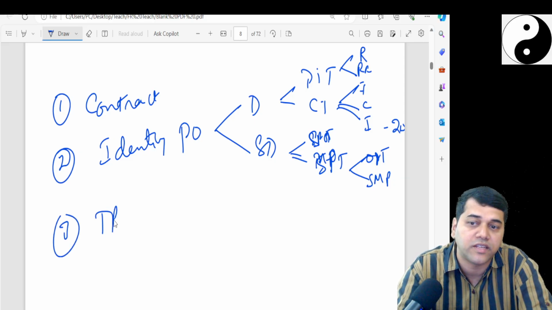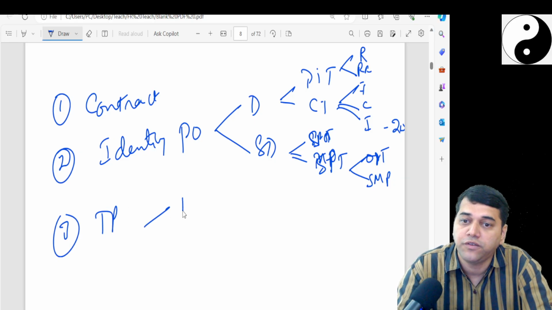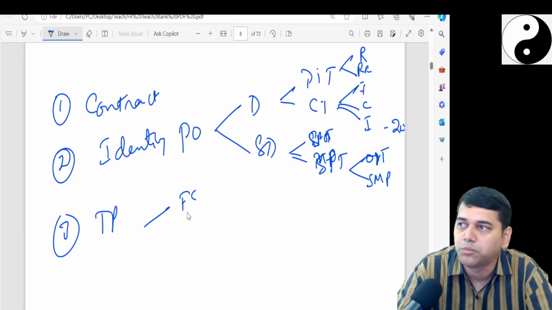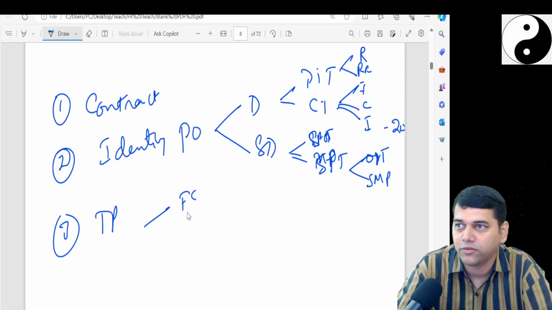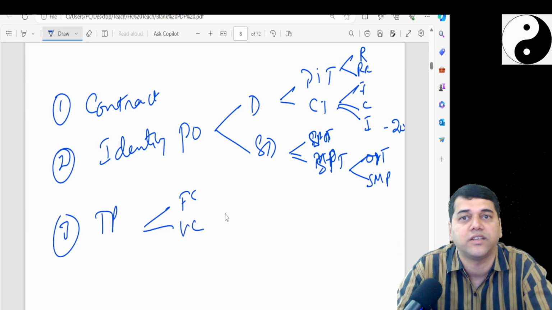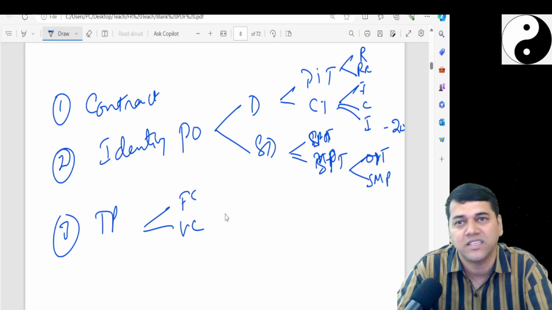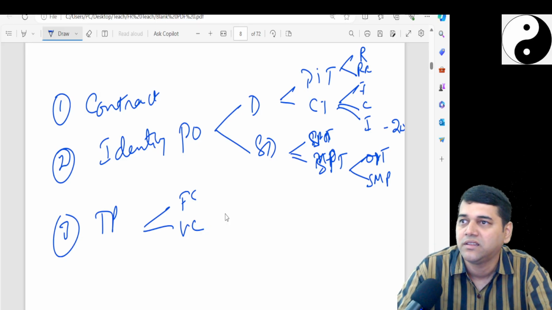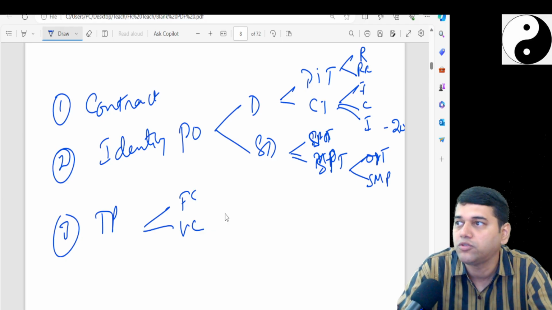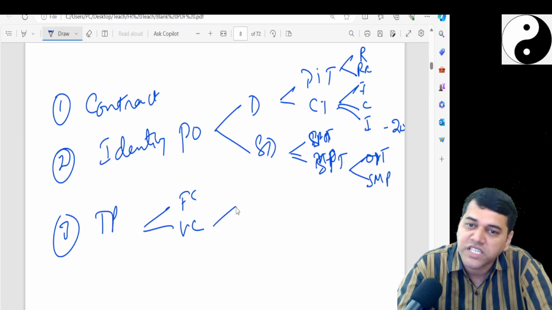Third, we will decide the transaction price. First we will see, is there a fixed consideration? No headache, no question. In every question it is the simplest thing, so we didn't discuss it. Second question: is there variable consideration? If it is there, you have to constrain it. Constrain means just write one theory: we should include only that much which we assume should not get reversed. But how do you estimate?